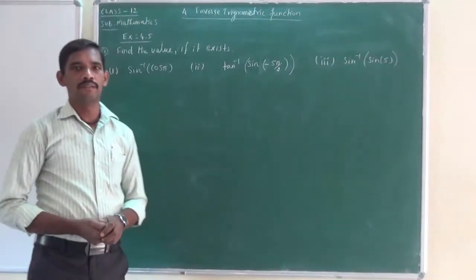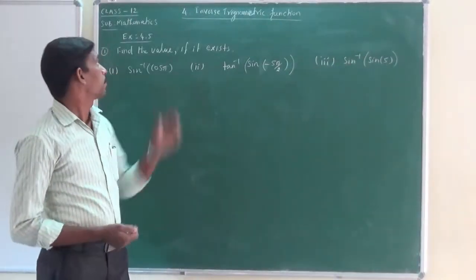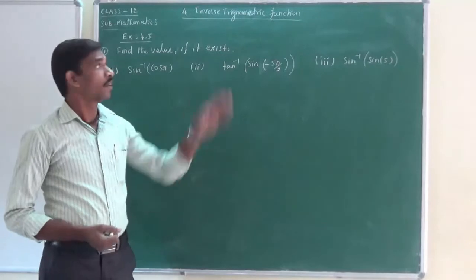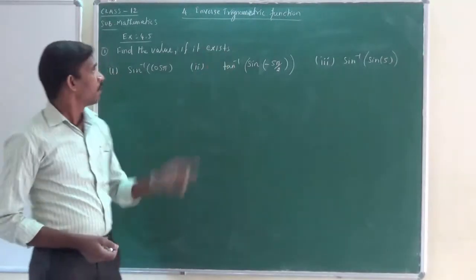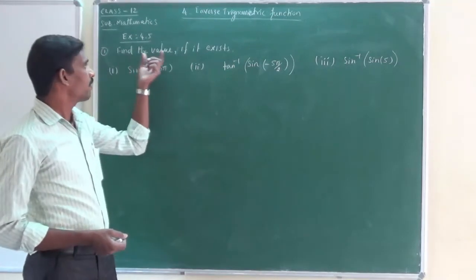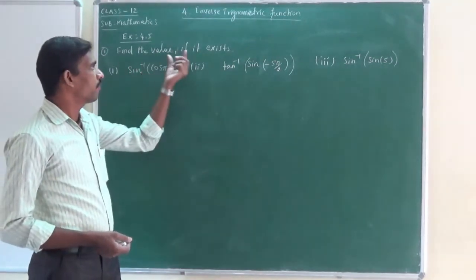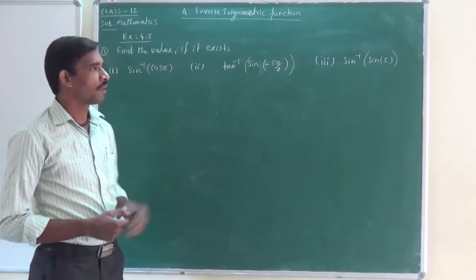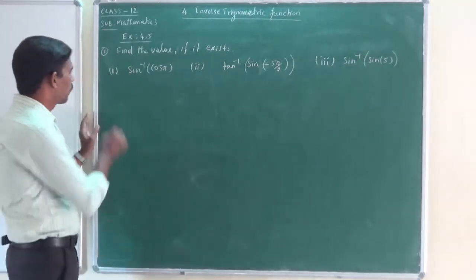Hi students, welcome back. This is plus 2 mathematics chapter 4, inverse trigonometric functions, exercise 4.5, question number 1. Find the value of the given expressions if it exists. So I take the first question.